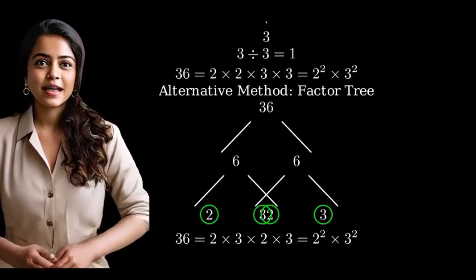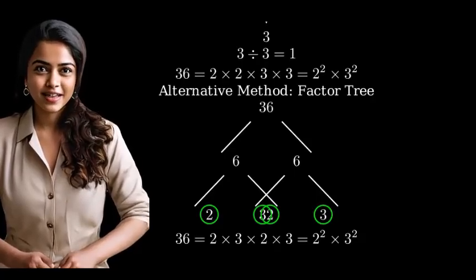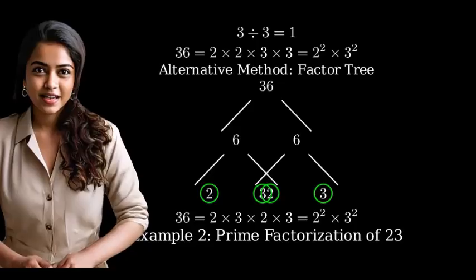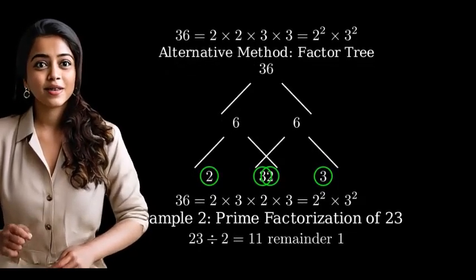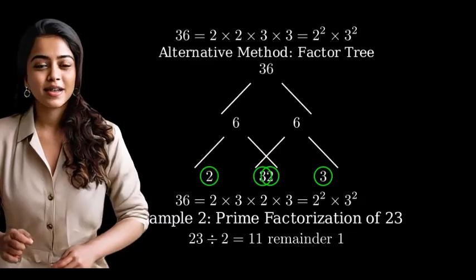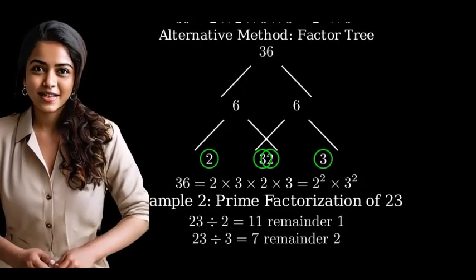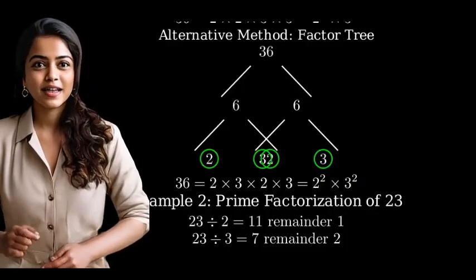For our second example, let's try to find the prime factorization of 23. First, we try to divide 23 by the smallest prime number, 2. 23 divided by 2 gives us 11 with a remainder of 1, so 2 is not a factor of 23. Next, we try dividing by 3. 23 divided by 3 gives us 7 with a remainder of 2, so 3 is not a factor.